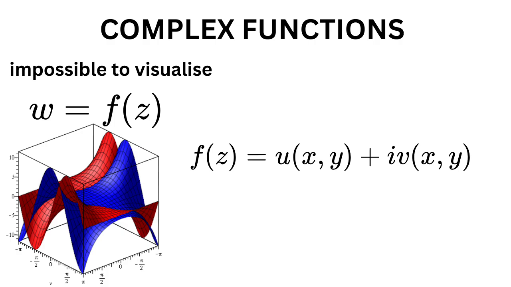So we write the complex function f of z in terms of its real and imaginary parts. f of z equals u of x comma y plus v of x comma y times i. Here v of x comma y is the imaginary part and u of x comma y is the real part. And now we have decomposed our function into two independent functions, which we can graph separately.